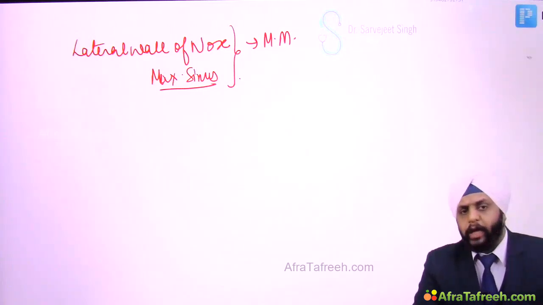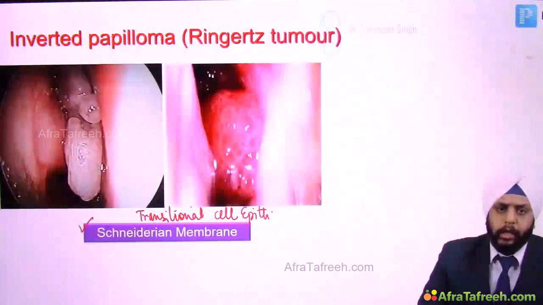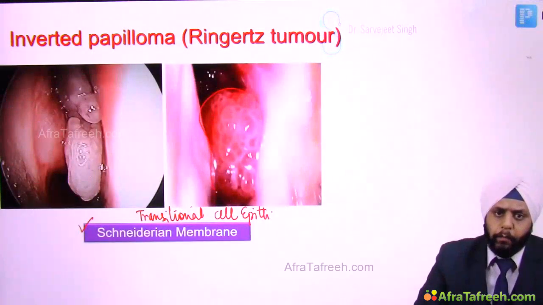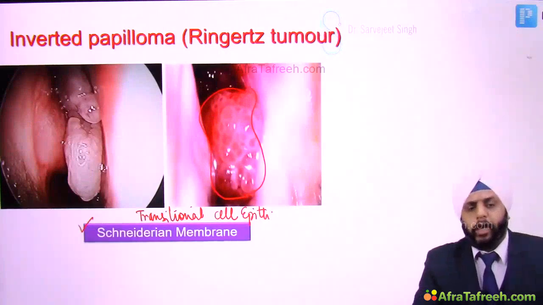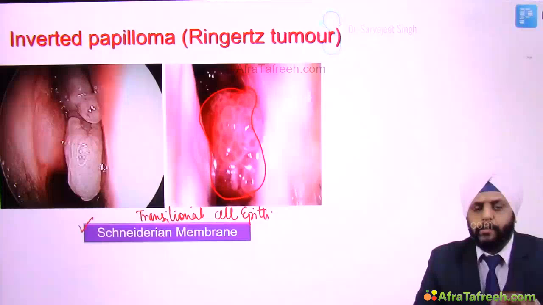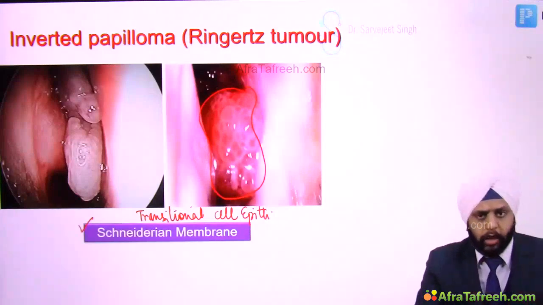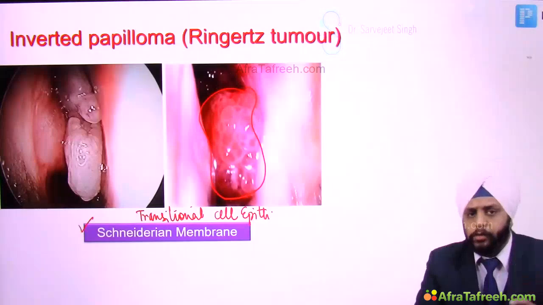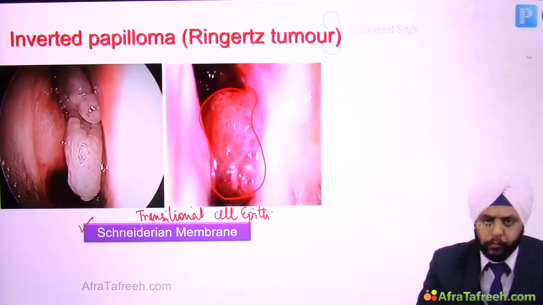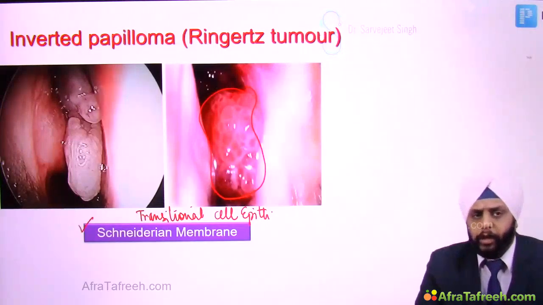When you examine this patient, you will see that the patient has a polypoidal mass, and if you try to pass your probe, you will see that this polypoidal mass is attached to the lateral wall of the nose. It is free from the septum. Sometimes if you touch it vigorously, it may even cause some bleeding.